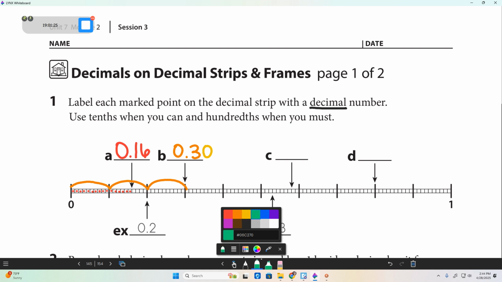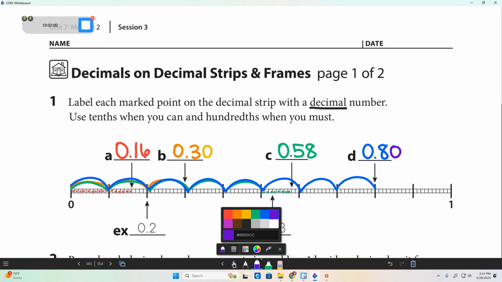All right, letter C. I know that there are 10, 20, 30, 40, 50, 51, 52, 53, 54, 55, 56, 57, 58 squares out of 100, so 58 hundredths. And letter D, 10, 20, 30, 40, 50, 60, 70, 80 out of 100, or 8 strips out of 10 strips. So I should write just 0.8. If you wrote 0.80, mathematically that's correct. Again, it just doesn't follow the directions exactly how they said.